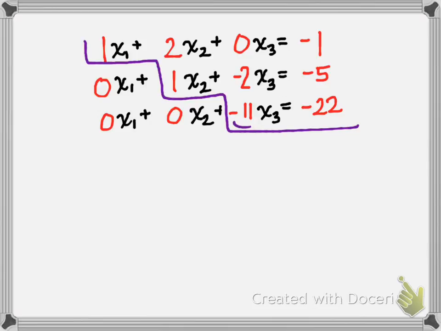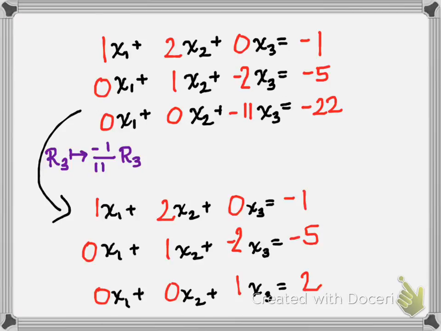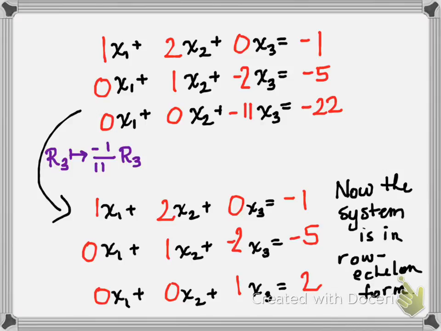What I need to do is make this -11 into a leading 1 instead of a leading -11. So I'll replace row 3 with -1/11 times row 3. Or in other words, I'm going to divide everything in row 3 by -11. And in doing so, we get a leading 1 in row 3 that is to the right of the leading 1 in row 2. So finally, I have a system in row echelon form.